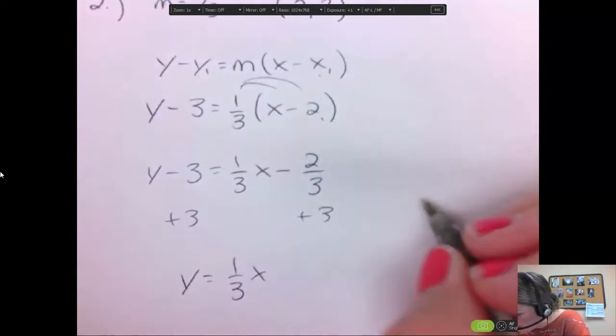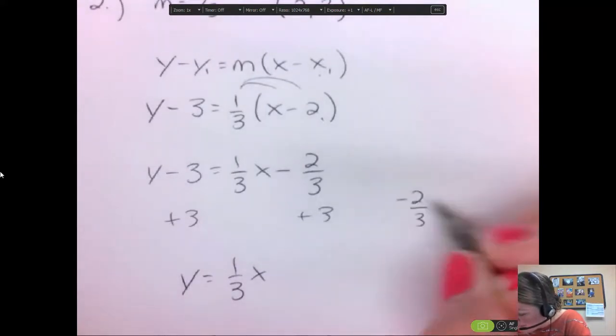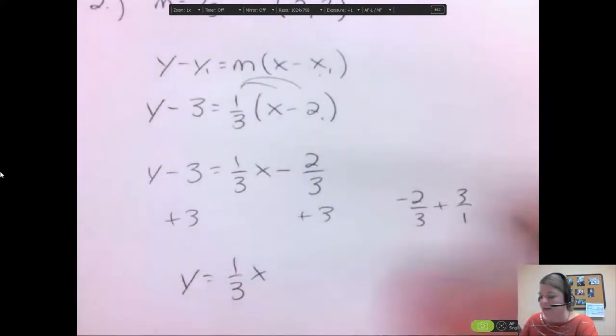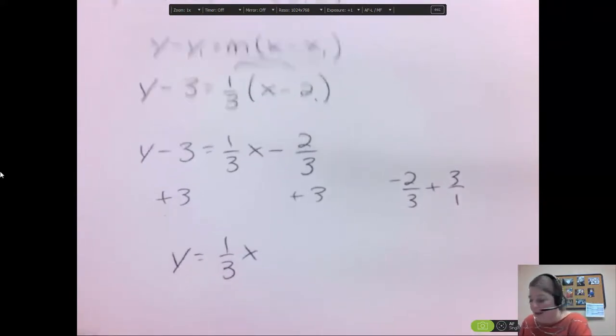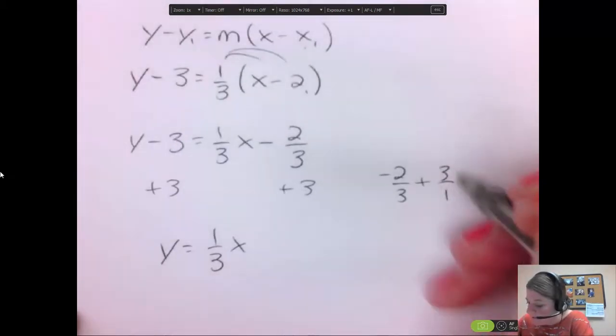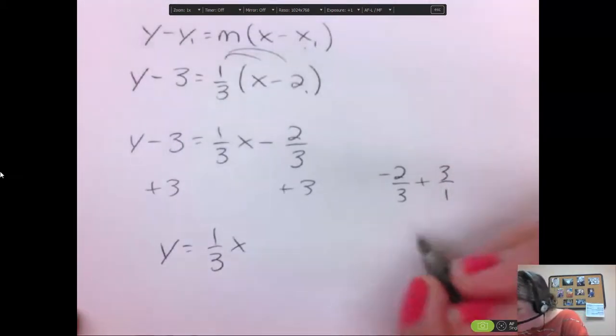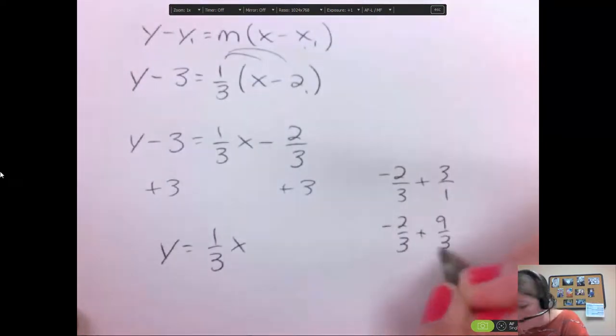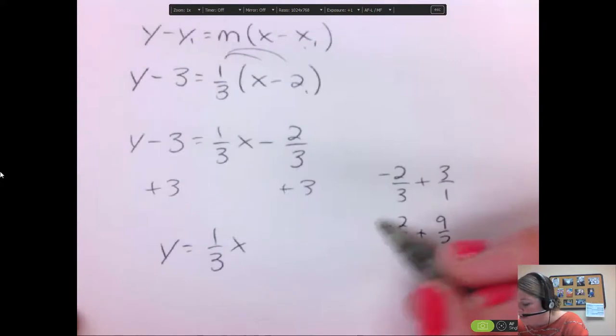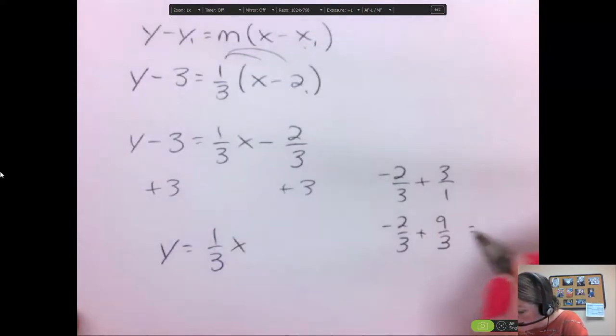Now you have to think about this. Negative 2/3 plus 3. So 3 over 1, you could get a common denominator. A lot of you could say, well, 3 minus 2/3 is 2 1/3, but maybe you can't. So then let's get a common denominator, times the second one by 3, and I'd have negative 2/3 plus 9/3. Now I have the common denominator.